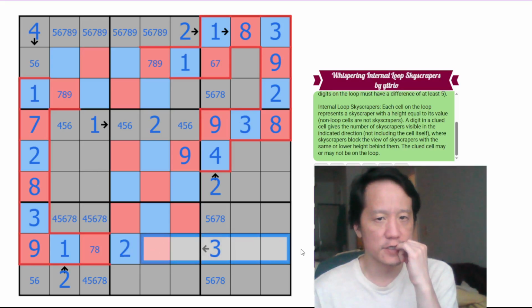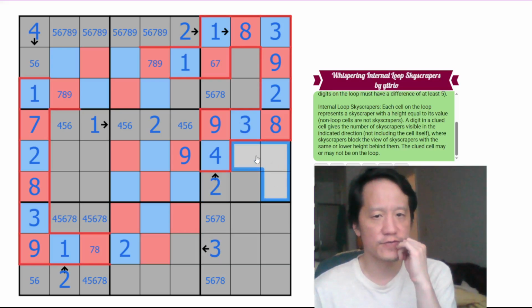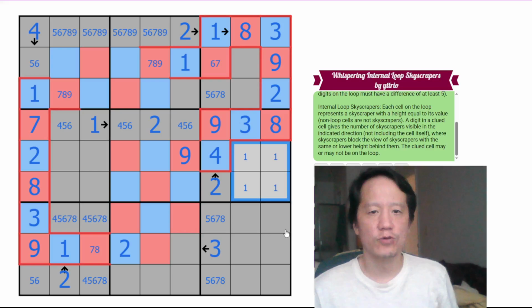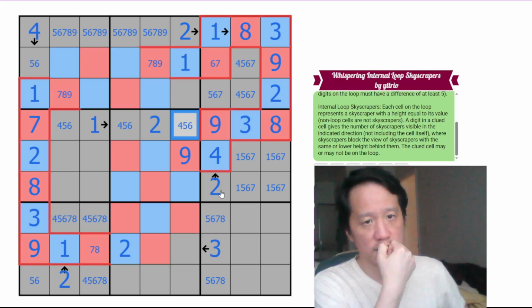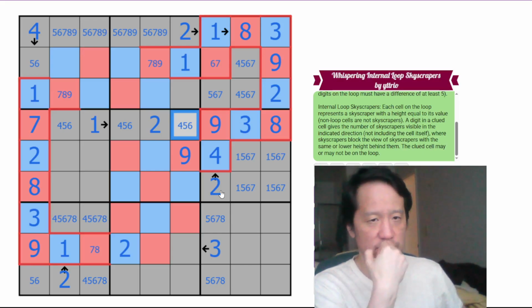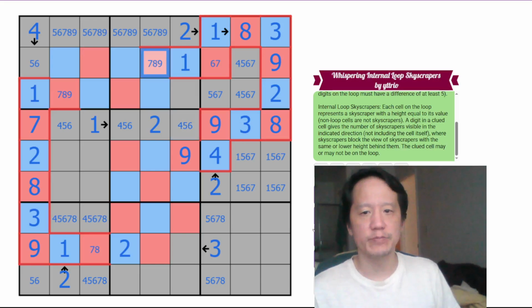Remaining digits in box 6 are 1, 5, 6, and 7. This can't be 8. This has to be 4, 5, 6, and 7 here. This cannot be 9 here.